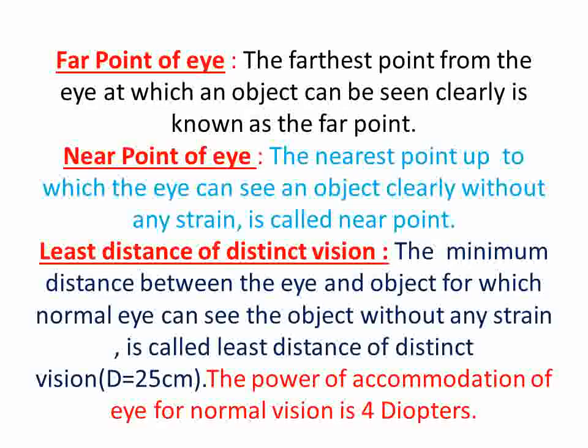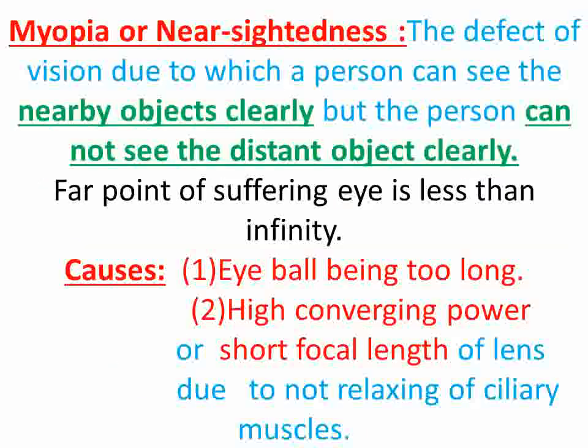The power of accommodation of the eye for a normal eye is 4 diopter. Power is the reciprocal of focal length, with focal length in meters. Therefore, 1/25 cm, if you convert it to meters, is 1/0.25, which is 4 diopter.